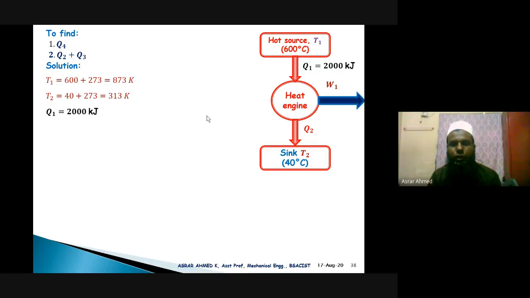Now we need to find Q4. First, we cannot find Q4 here because Q4 is related to the refrigerator, which is the second part of this problem. So first we will go for Q2.